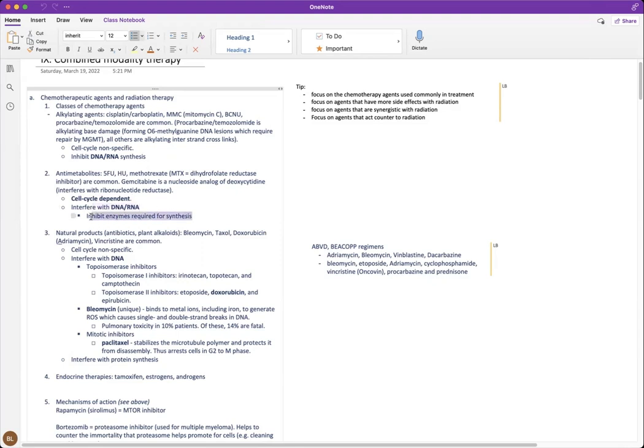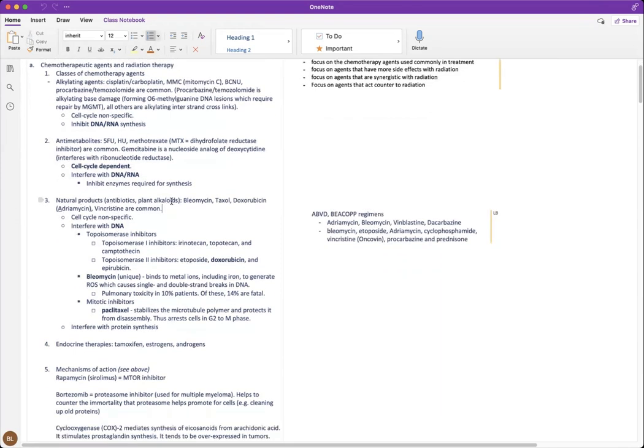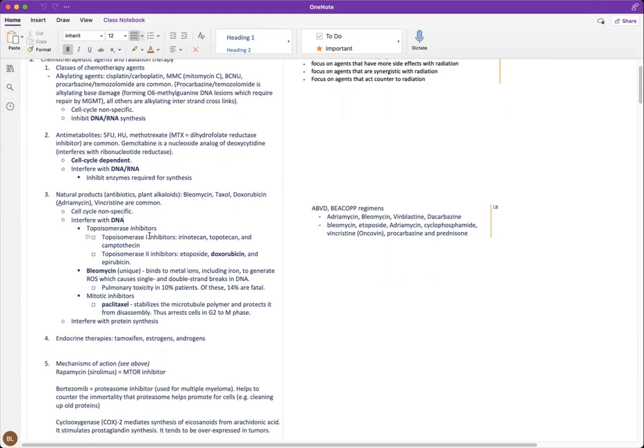It inhibits enzymes required for synthesis. Natural products like antibiotics or alkaloids, which include these drugs, are not cell cycle specific. They interfere with DNA. And then within these, you have topoisomerase inhibitors. I thought it was worthwhile to mention that doxorubicin is a topoisomerase inhibitor, even though it doesn't have top in the name. Who knew?